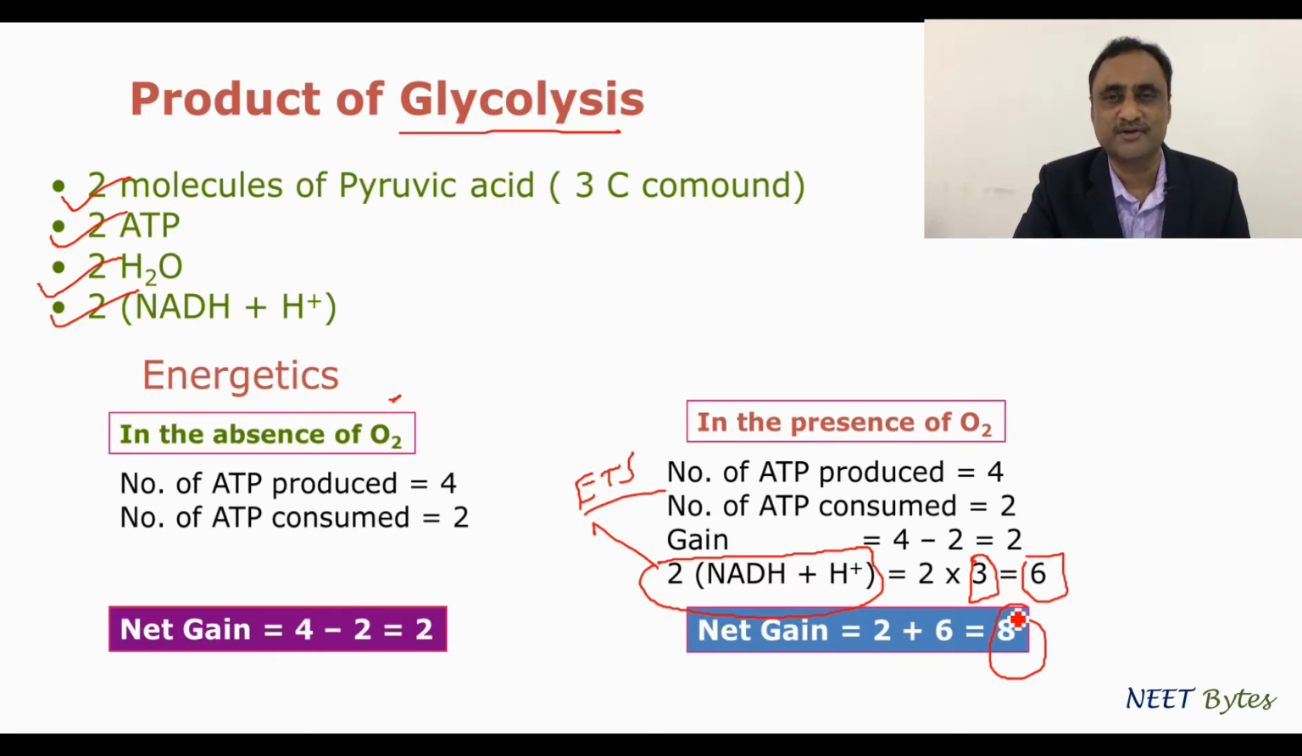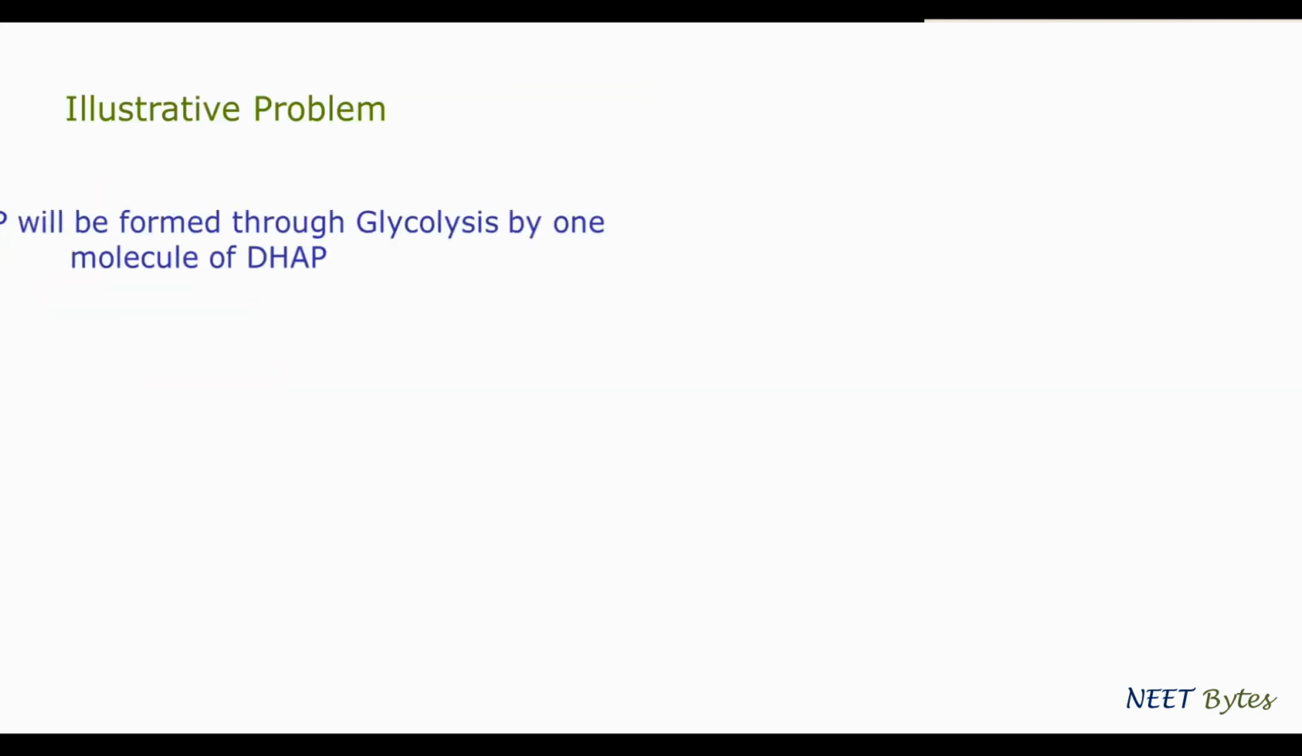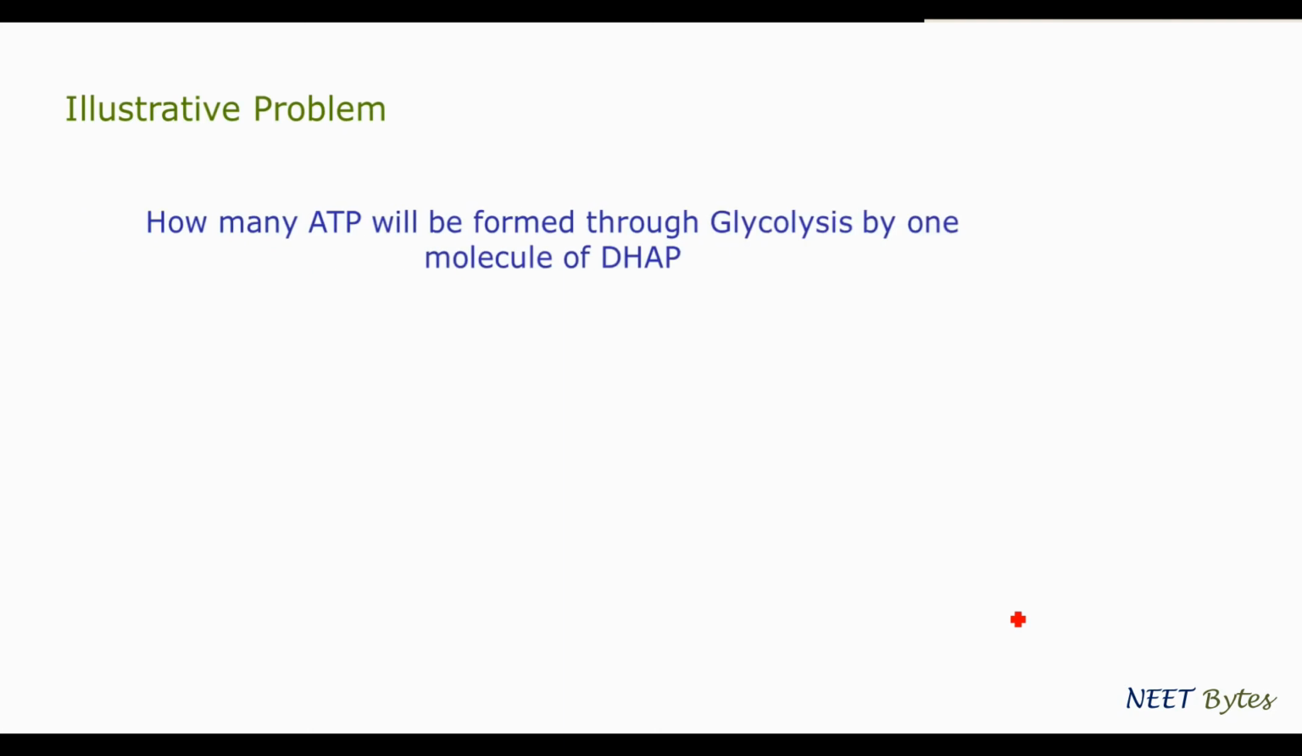This is all about glycolysis, but before we end, let's see some of the problems which actually figured in NEET examinations. So the question is, how many ATP will be formed through glycolysis by 1 molecule of DHAP? So mind it, here we are talking about 1 DHAP molecule that is going to be formed by the glycolytic pathway, and in that you have to consider the starting point as DHAP, then only you can get the correct answer. Okay.